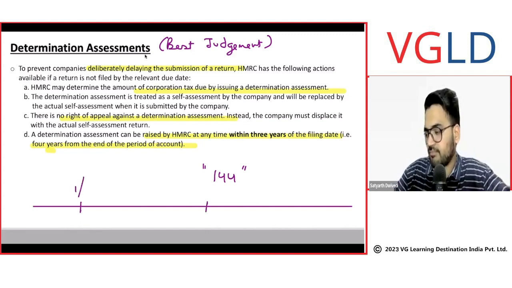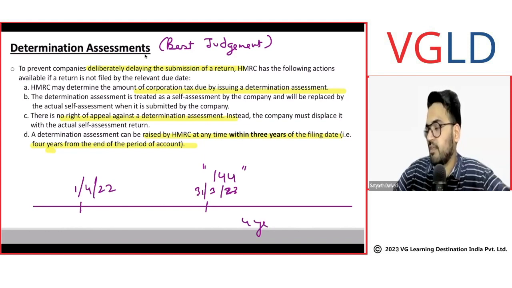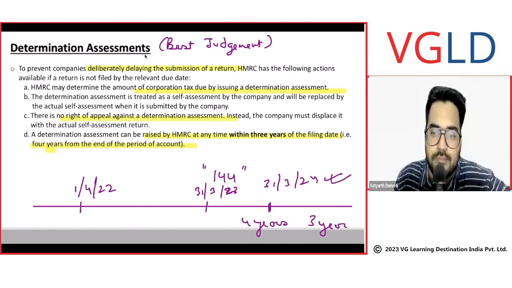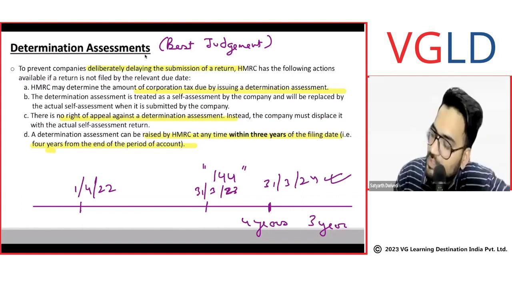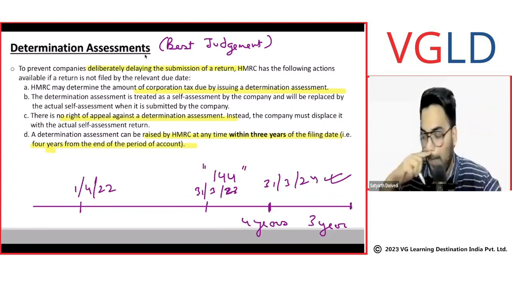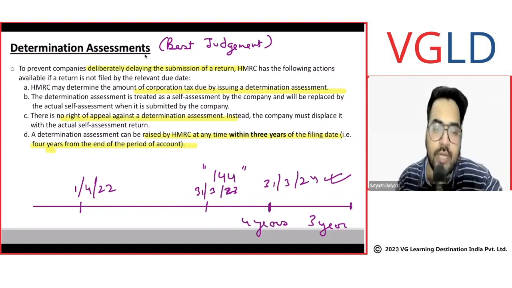So first of April, 31st of March, 22, 23. So HMRC has time of 4 years from this date and 3 years from this date. That is 31st of March, 24. This is the date when you need to file your returns. If you don't, then it has got 3 years to make your determination assessment. Okay. And there is no appeal against this. You can only replace it with a self-assessment return. That is it.